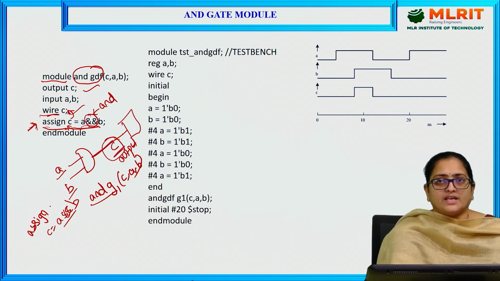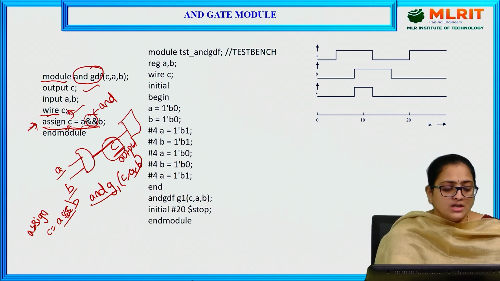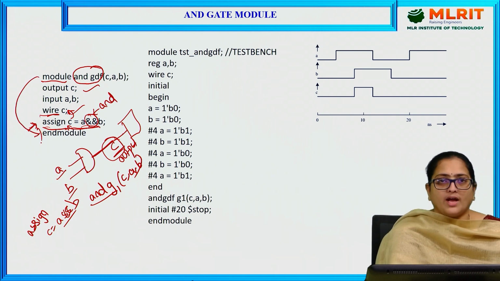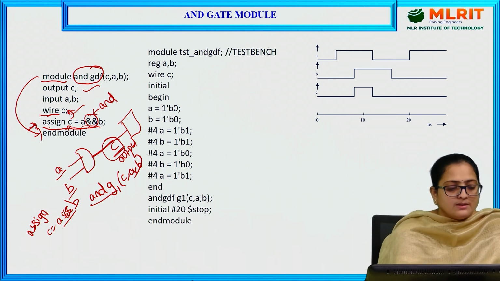So, assign is a keyword, a continuous assignment statement, which is used to assign the values of A and B to C, where C is declared as a net, and this module ends with the keyword endmodule. Now, writing a test bench code for this module.